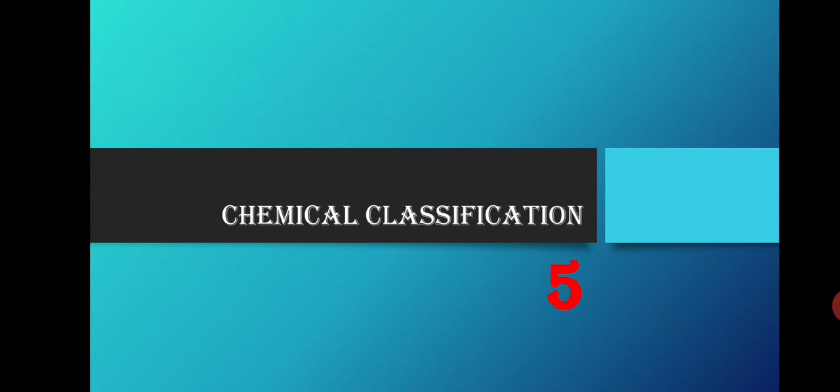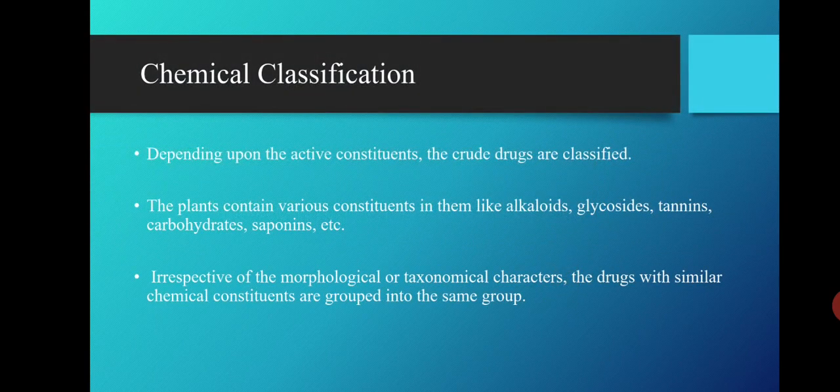Last is chemical classification in which we will be placing our drugs according to the chemical that is present. Depending upon the active constituents, the crude drugs are classified. The plants contain various constituents in them like alkaloids, glycosides, tannins, carbohydrates, saponins, etc. And irrespective of the morphological, taxonomical, the drugs with similar chemical constituents are grouped into the same group.